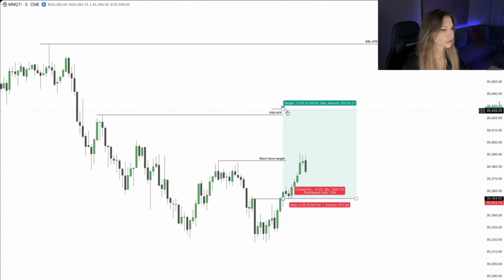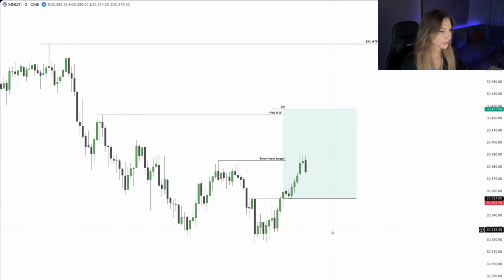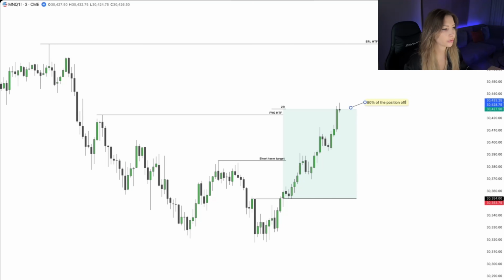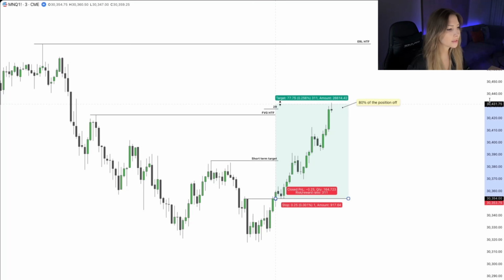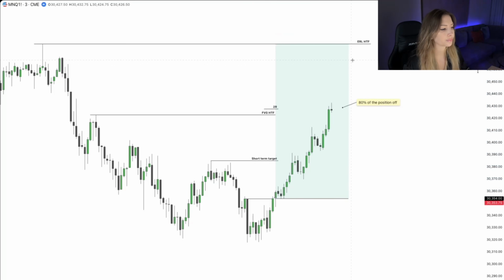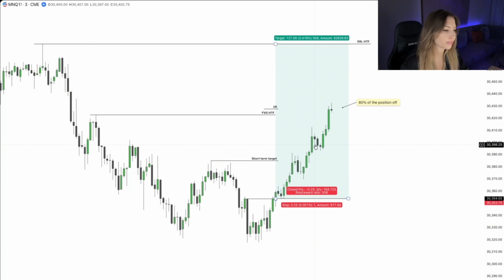Then if price reaches 2R, twice my initial risk, I take most of the position off. So right here, I take 80% of the position off, or 90%. Here's where I secure the majority of the profit. And I leave a small runner open in case price keeps going. And from there, I start trailing my stop behind the move.